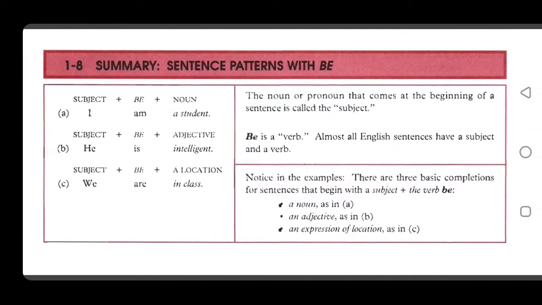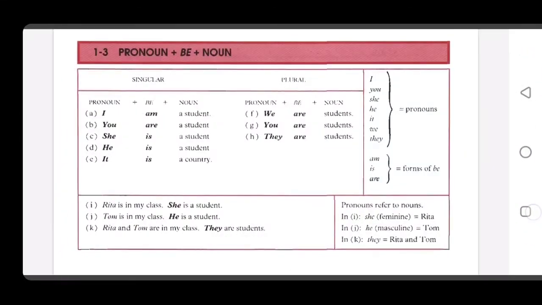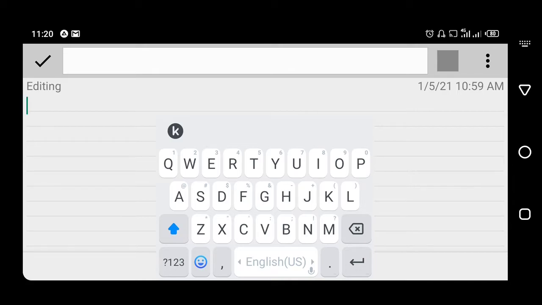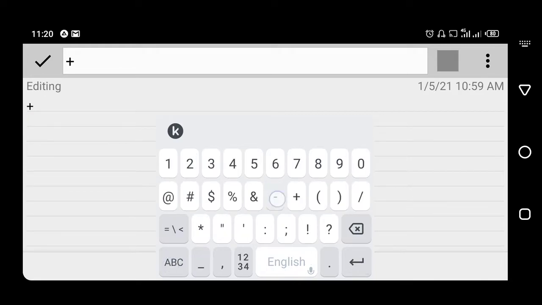Today we are going to learn about English, okay? It's about how to make a question from the sentences. You know what? In English there are three sentences. In here I will write it. The first one is positive sentences, negative sentences, and then question.